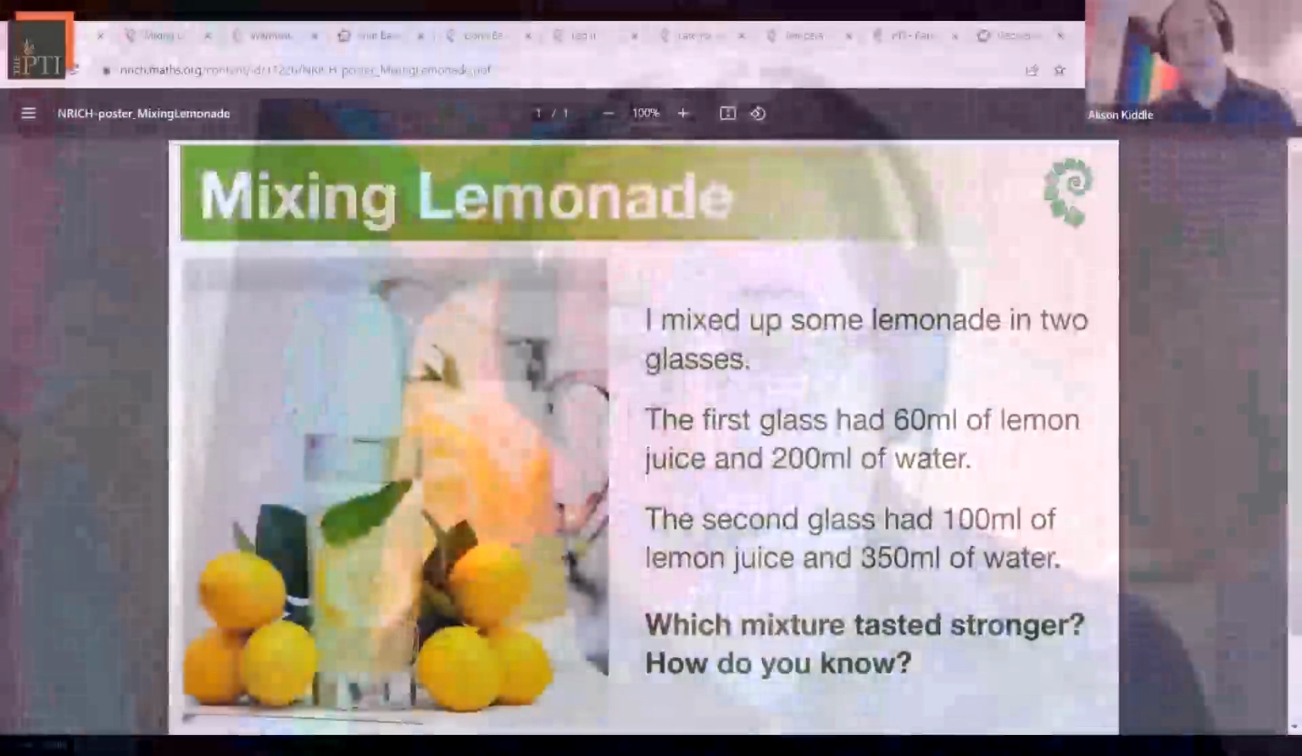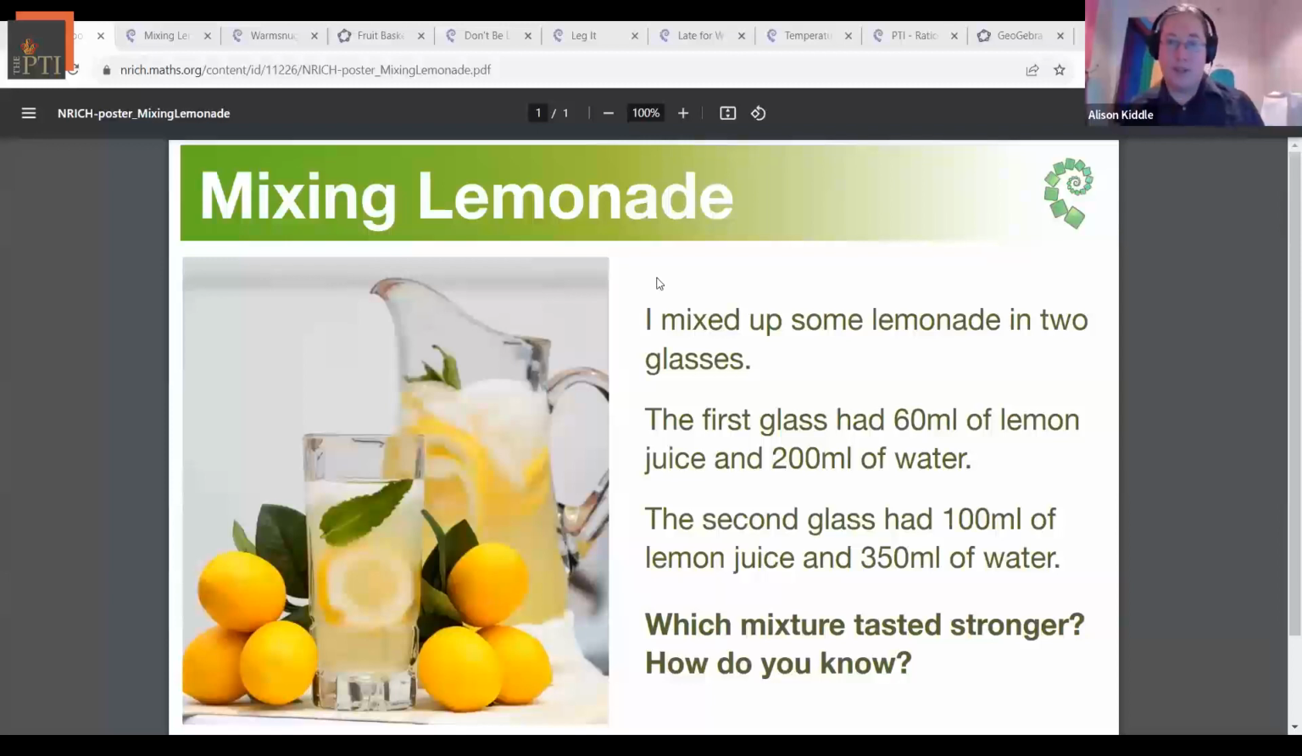So what we thought we would do is actually start with a problem. Hopefully you can all now see, this is one of the posters from the Enrich website for the problem, Mixing Lemonade. And I'm actually going to shut up for a short while, which I'm sure you'll all be very pleased about, and just give you the chance to read through the problem, have a go at solving it, and then if you can solve this super quickly, see if you can think of more than one way that you could solve the problem on the poster.